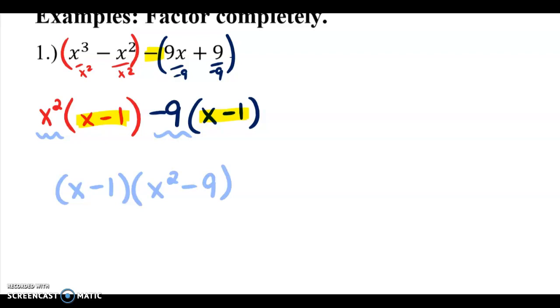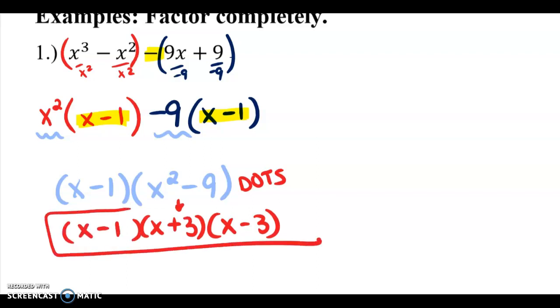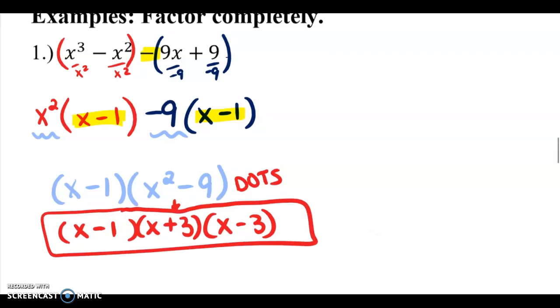Look for the difference of squares. I've got a difference here, but nothing's being squared. Here on my second set of parentheses, I have a difference of squares. Okay, this can factor out, I'll put dots here, into x plus 3, x minus 3. And you have to have an x squared in order to do a difference of 2 squares. And then I bring the x minus 1 down. So this is another factoring by grouping that gave me 3 binomials as my answer.